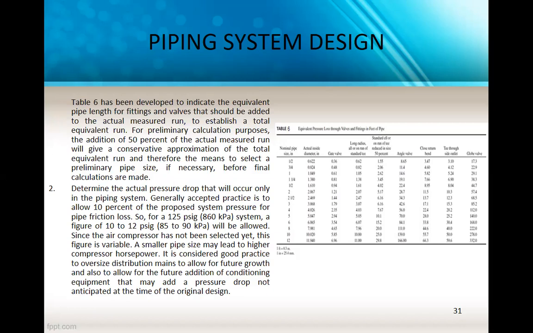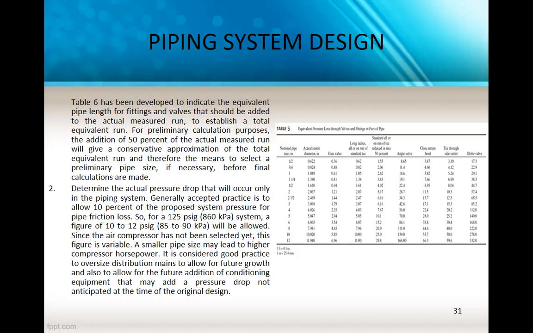For preliminary calculation purposes, since wala ka pang pipe size, the addition of 50% of the actual measured run will give a conservative approximation of the total equivalent run, and therefore the means to select a preliminary pipe size necessary before final calculations are made. Ibig sabihin, pag nag-assume ka ng 50%, then select the pipe size. Pag nakuha mo yung pipe size, ulitin mo yung calculation mo based na doon sa pipe size mo, hindi na sa 50%. Okay? So now determine the actual pressure drop that will occur only in the piping system.